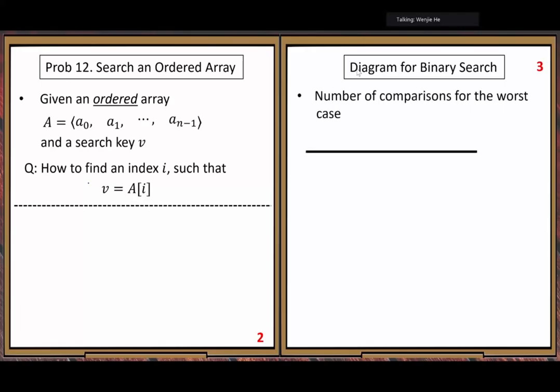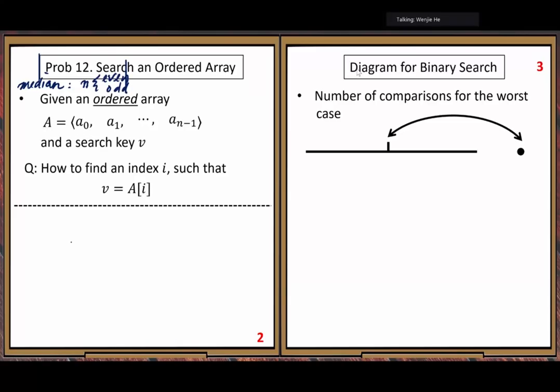All right, let's draw the diagram. So this line segment represents an ordered array. Our first comparison, we compare it with the median. Regarding the median, I need to say something about the median, because here we use the median concept. All right. So what's the meaning of the median? Exact median. Because our data size n can be even or odd, right?